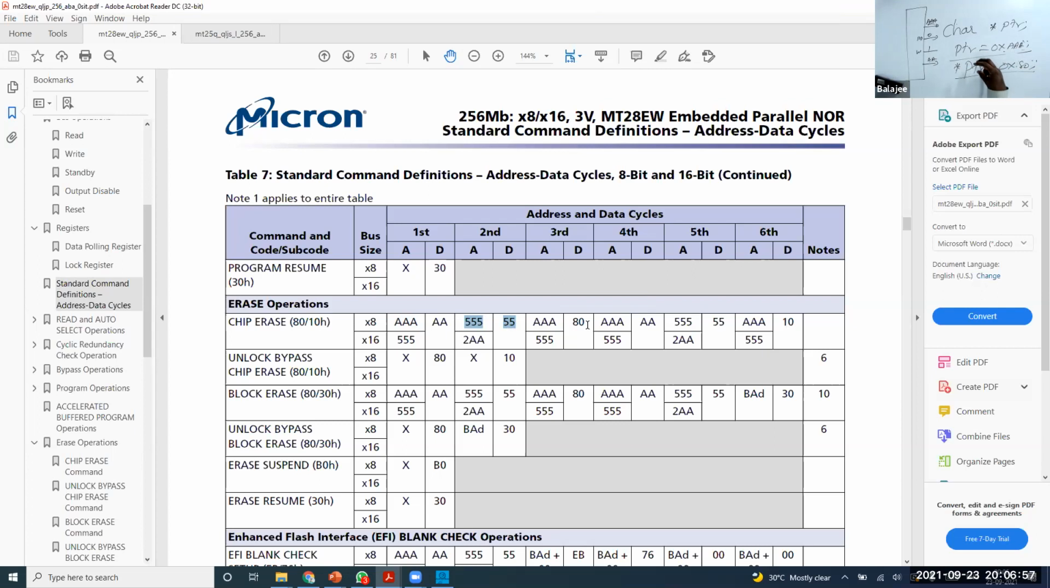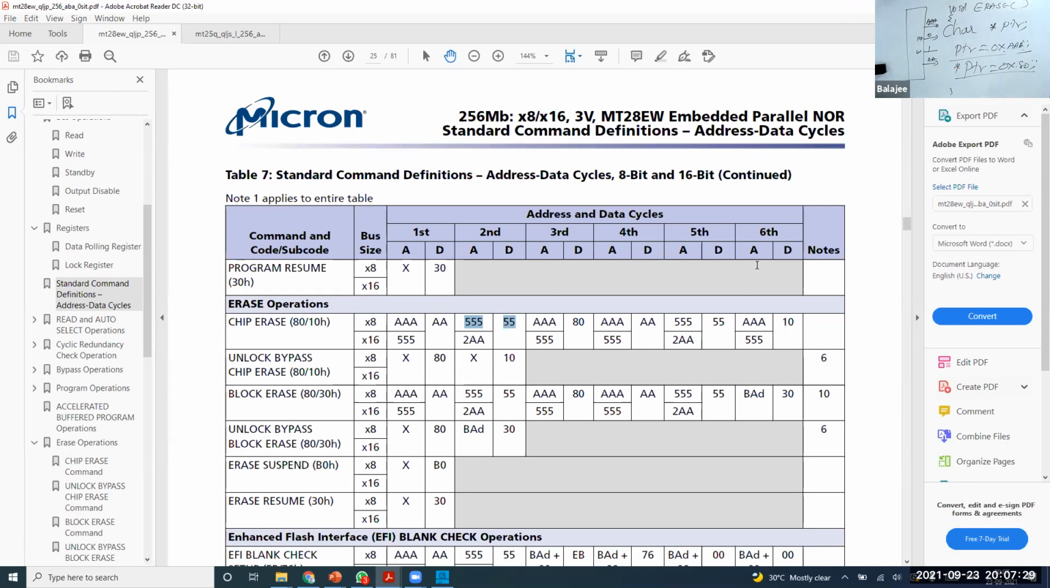How many times do I have to copy and paste? 1, 2, 3, 4, 5, 6. This will be a function called erase. Void erase. You will write the 6 writes only one time. Next time if you call the function, the chip will be erased.